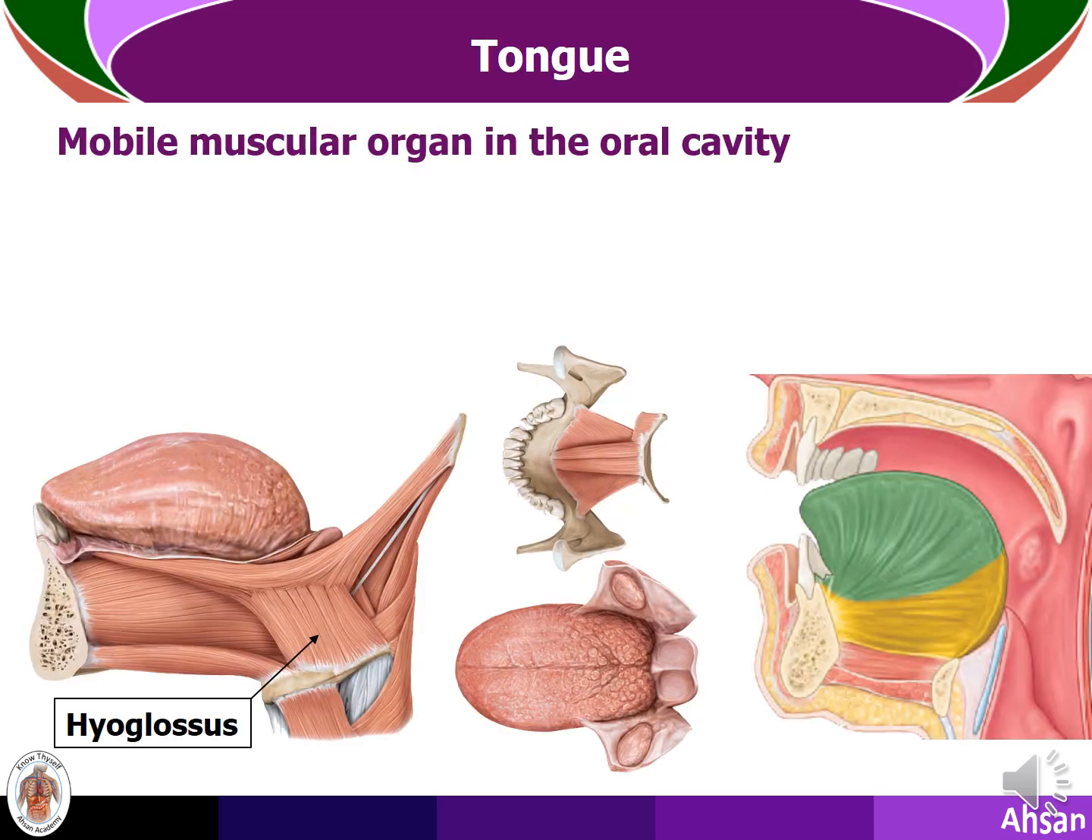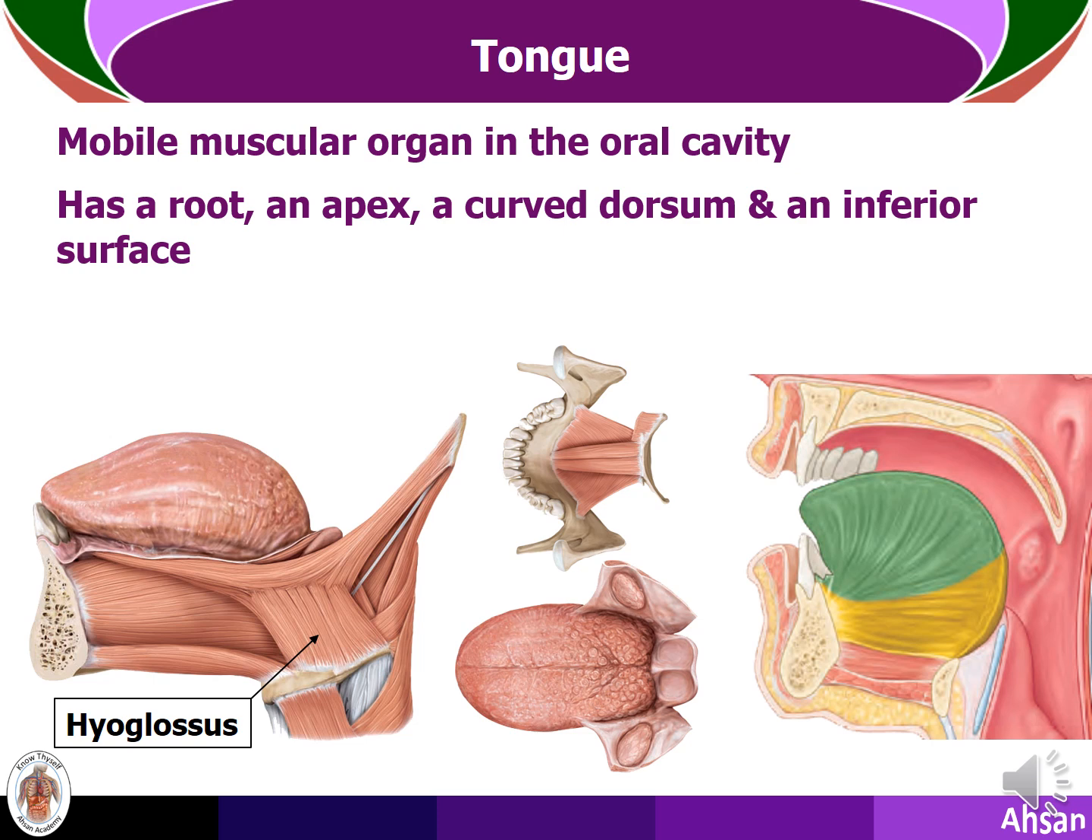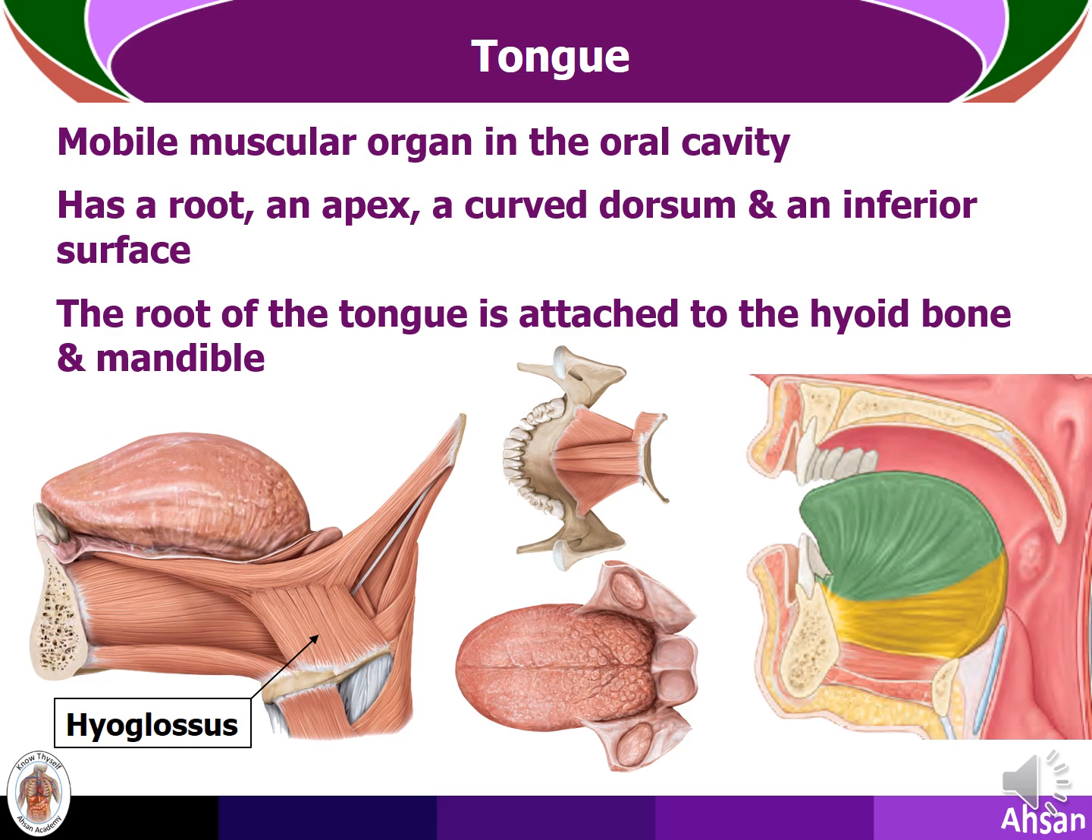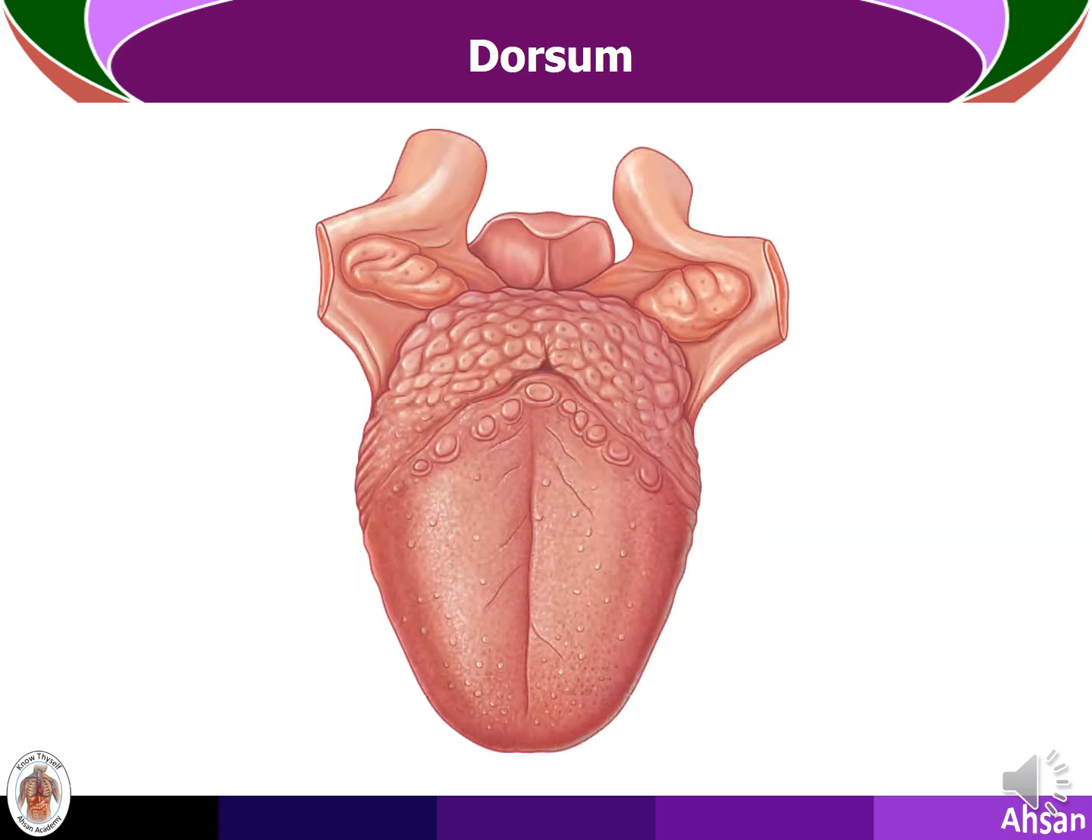Tongue is a muscular organ covered by the mucosa, attached to the floor of the mouth, and the anterior part is free. This tongue has a root, apex, a curved dorsum, and an inferior surface, and we can describe the anatomical features on these areas. The root of the tongue attaches the tongue to the hyoid bone and the mandible by some muscles which are extrinsic in nature.